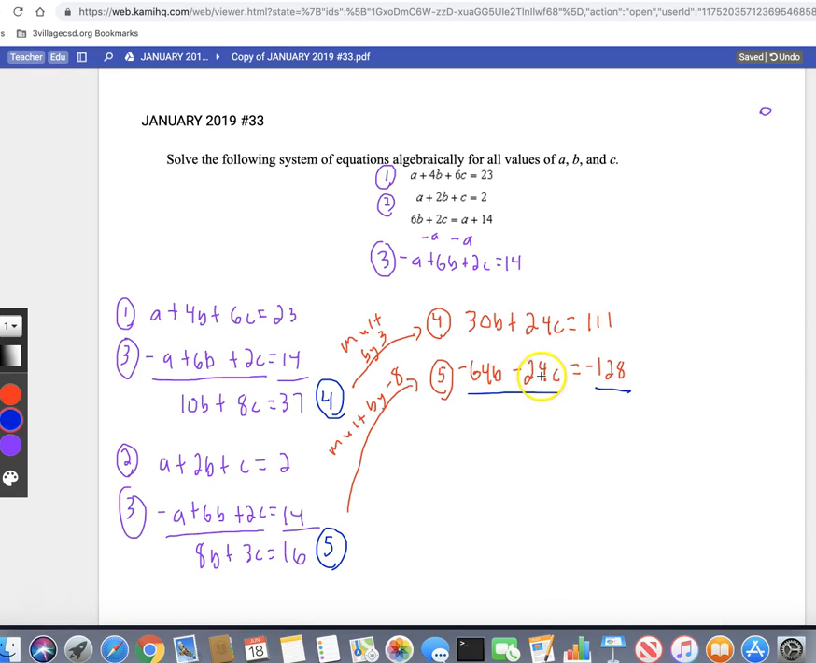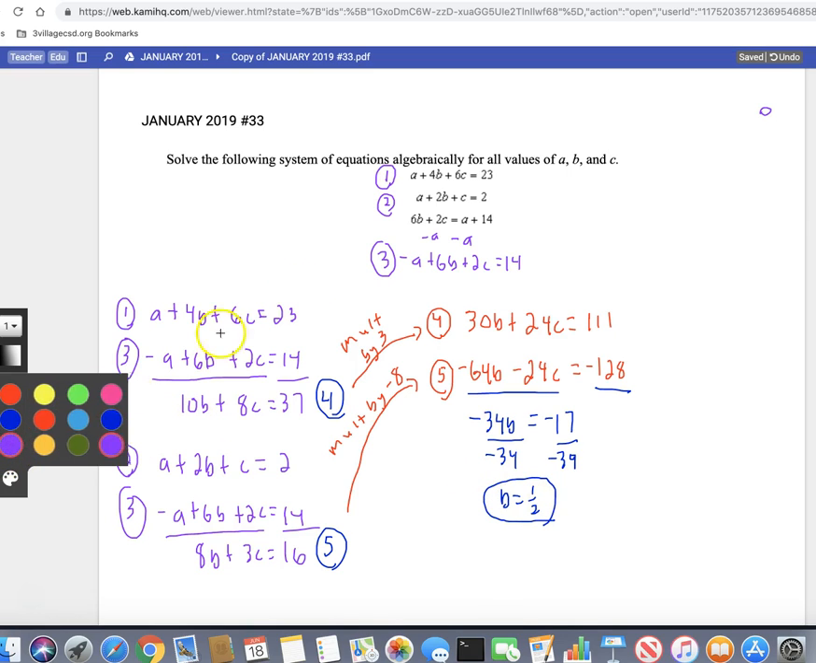When we do this, again, the variable c's will cancel and eliminate. When we combine together the b terms, we'd have negative 34b. And then on the right-hand side, when we add up those two numbers, we get negative 17. And then solving for b, we divide both sides by negative 34. And we would get that b is equal to 1/2. And so now we have our first of three variables, and then we can work backwards to solve for both a and c, going in reverse order.